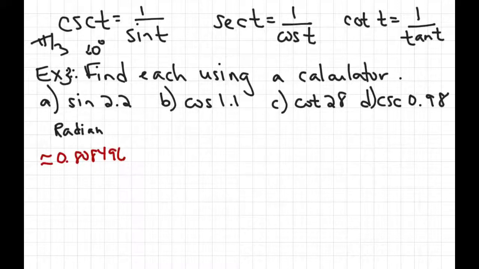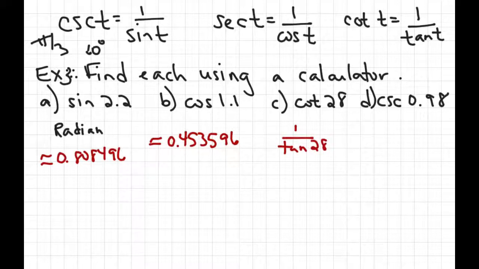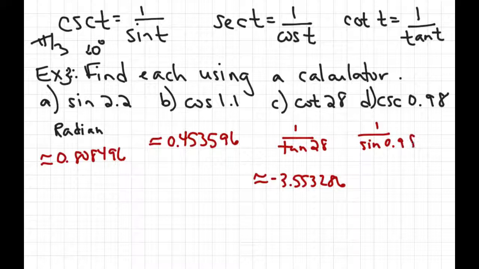For the cosine of 1.1, as long as you're in radian mode, you should get 0.453596. To find the cotangent, you're going to have to do 1 over the tangent of 28. So just do 1 divided by the tangent of 28, and you should get negative 3.553286. For cosecant, you're going to need to do 1 over the sine of 0.98, and you should get 1.204098.